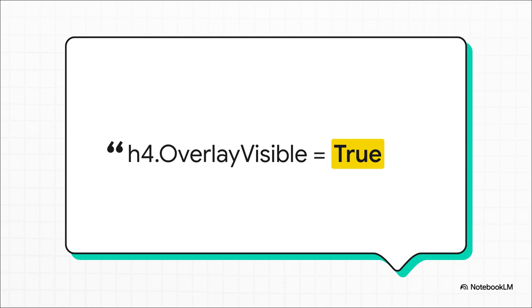Okay, next up is the most important part for readability. This right here, this is the game changer. We just set overlay visible to true. That's it. One line of code tells the component to draw that dark, semi-transparent layer over the image, and suddenly our text is going to be perfectly clear.